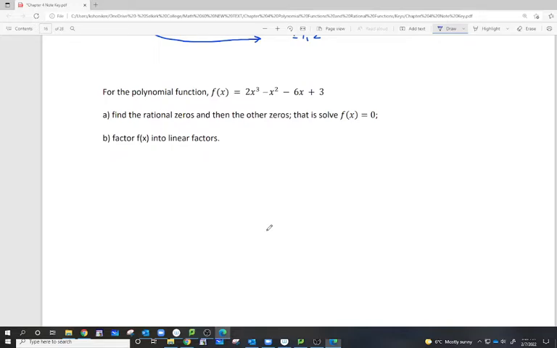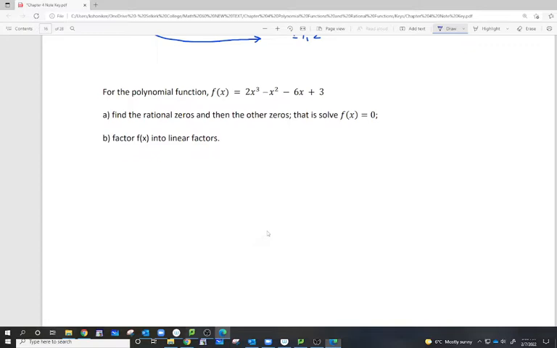I have a polynomial function here, 2x cubed minus x squared minus 6x plus 3. I want to find all the rational zeros and then the other zeros. In other words, I want to solve this equation, and then I'm going to factor this into linear factors. So I'm going to do the process of 4.3. The first thing I'm going to do is find a factor. I'm going to use the remainder theorem to plug in values of x and try to get a remainder of 0. What values should I plug in?